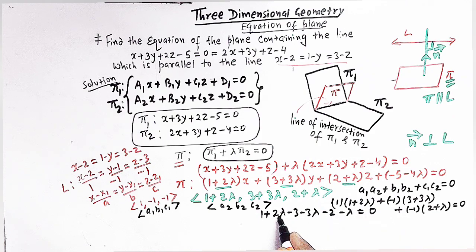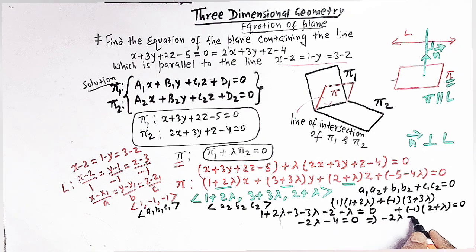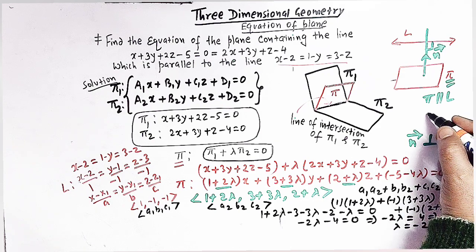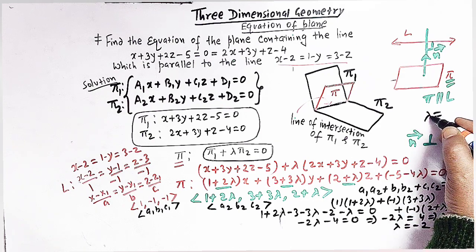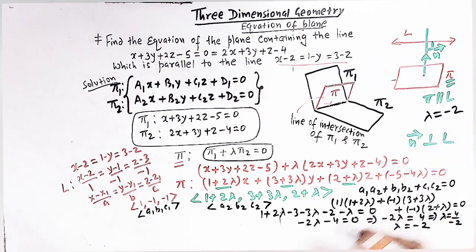So here 2 lambda minus 3 lambda is minus lambda, and minus lambda is minus 2 lambda, and here we have 1 minus 3 is minus 2, and minus 2 it becomes minus 4. So this is minus 2 lambda is equal to 4, and from here lambda is 4 over minus 2, so lambda is equal to minus 2. So the value of lambda is equal to minus 2.